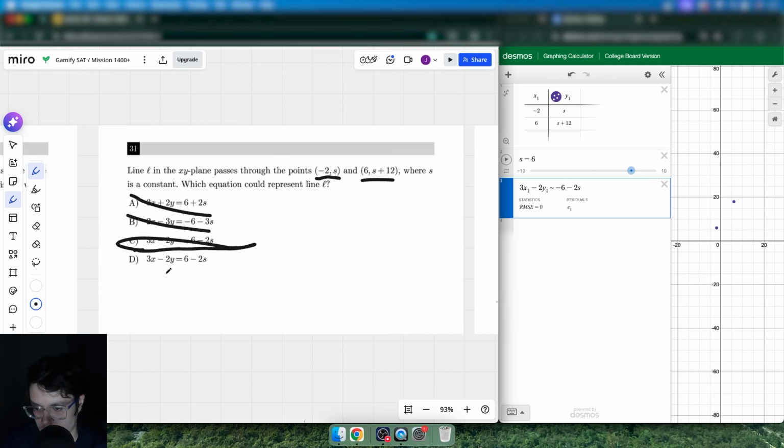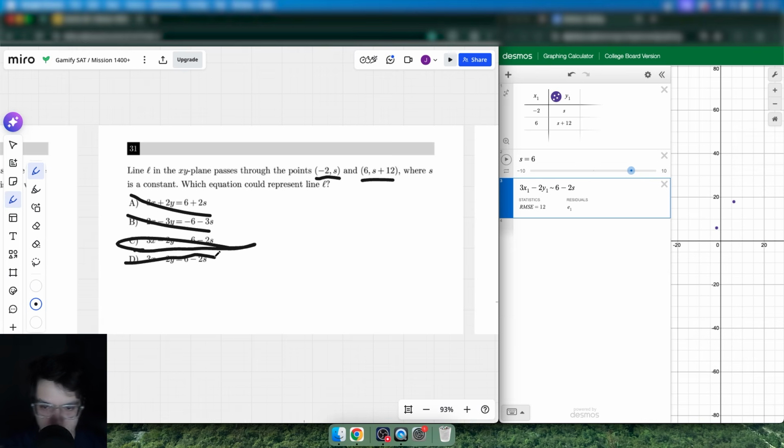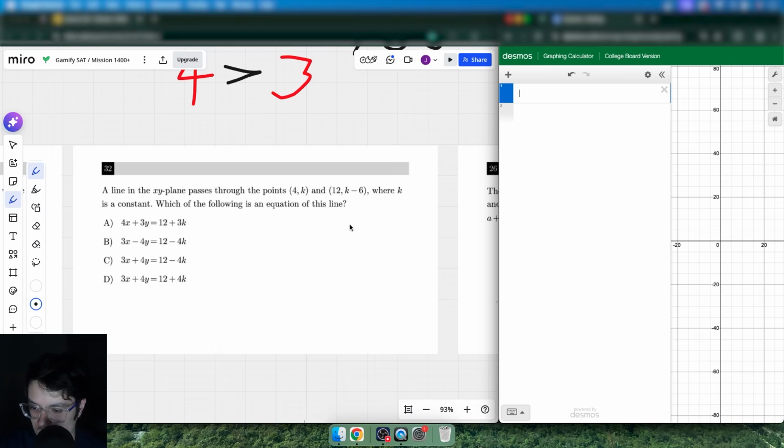But let me just go ahead and check D real quick. Yeah, D is like 12. So definitely not D. So don't get worried, don't get confused. It's literally the exact same thing. You just put in these unknowns and just choose a random value. Pause the video and try out this one and see what you get.